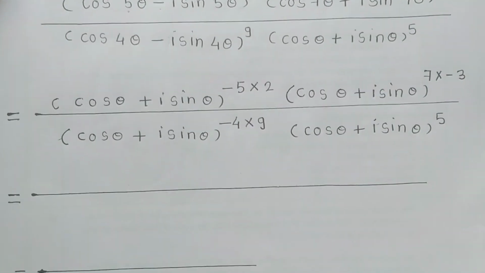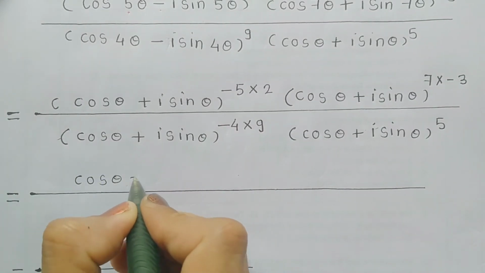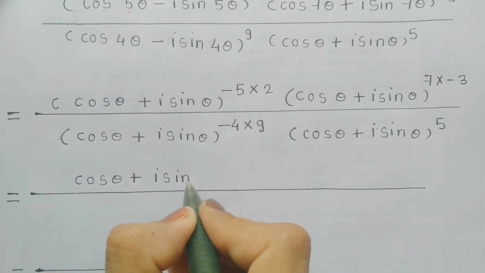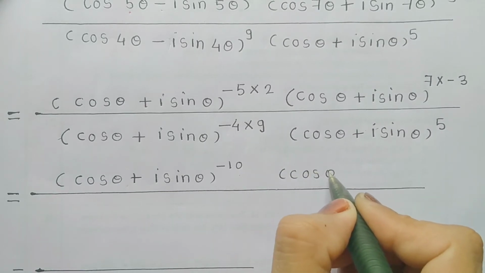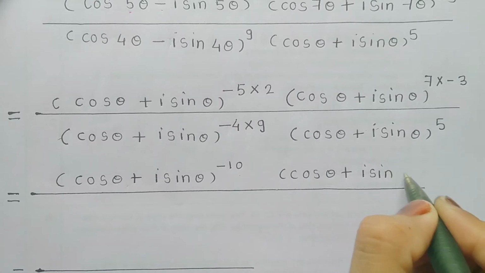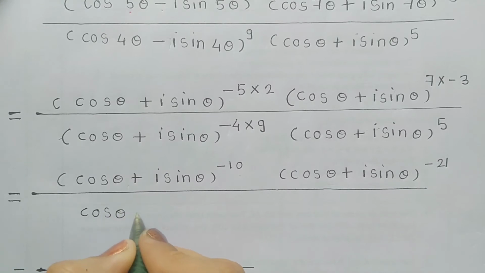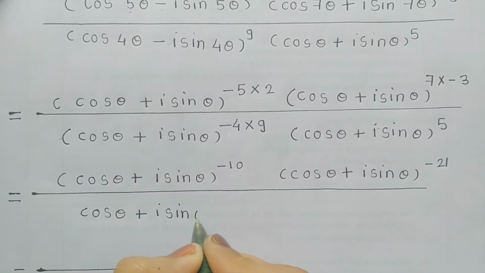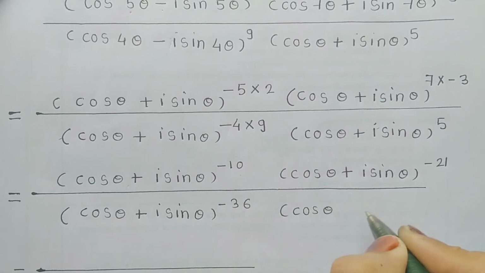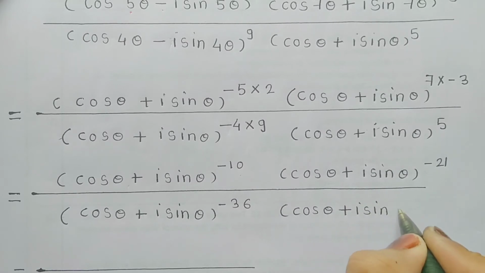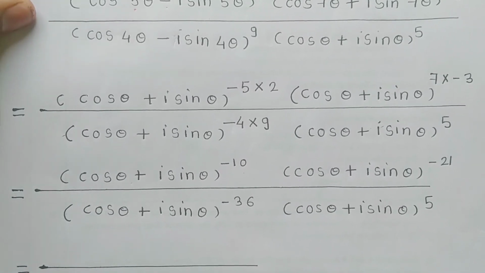Now in the next step we will simplify all of these terms, so we get the answer (cos θ + i sin θ)^(-10), (cos θ + i sin θ)^(-21) in the numerator. In the denominator (cos θ + i sin θ)^(-36) and (cos θ + i sin θ)^5. Again we use the law of indices in the numerator first.